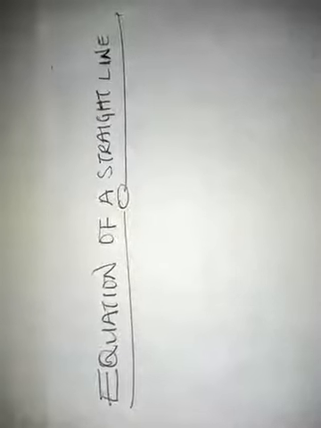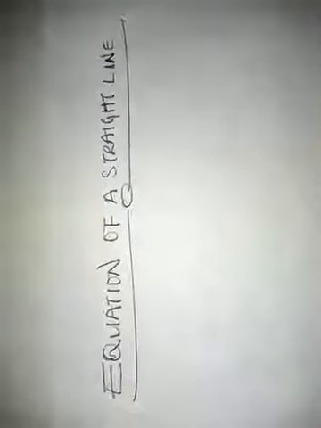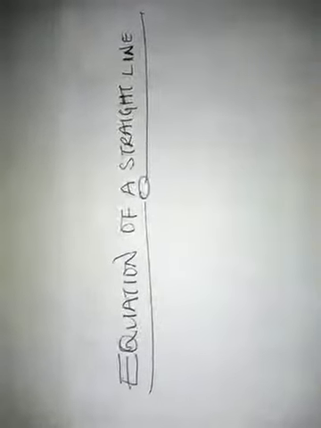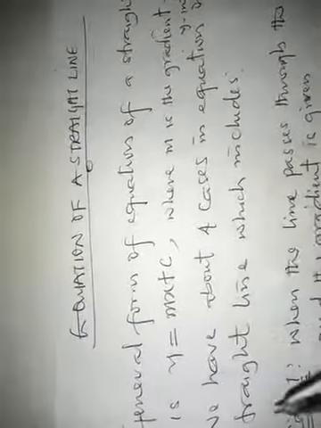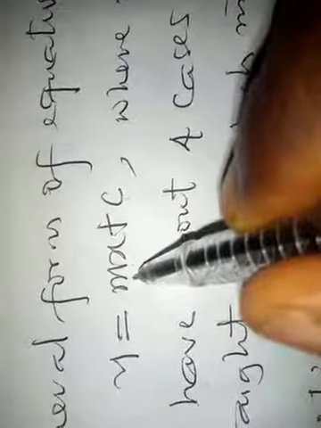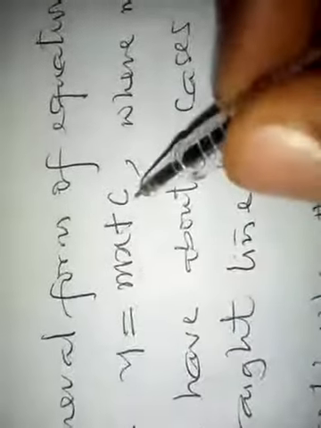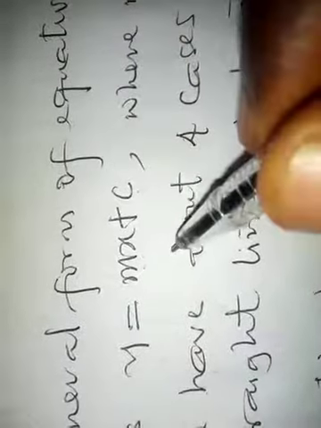Today we're going to be talking about equation of a straight line. Under equation of a straight line, the general form of equation of a straight line is given as y is equal to mx plus c, where our m here is the gradient, that is the slope of the straight line, and c is the y-intercept. Y-intercept means the point where the line touches the y-axis.